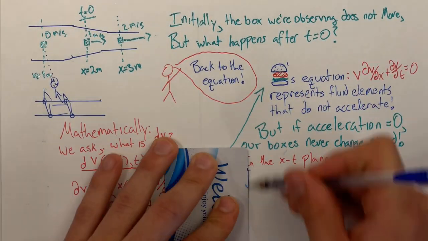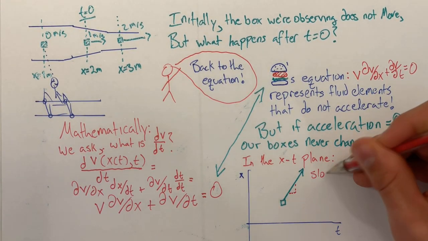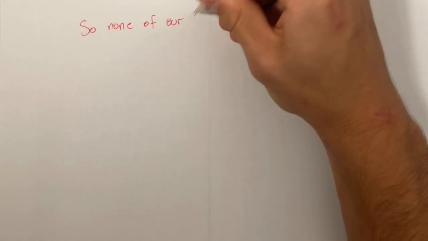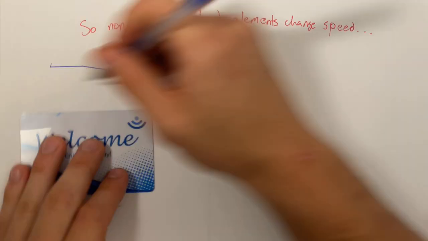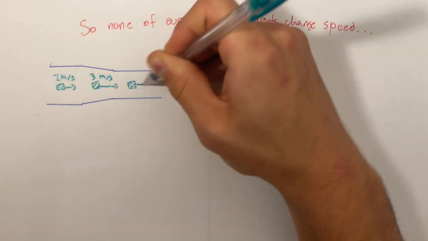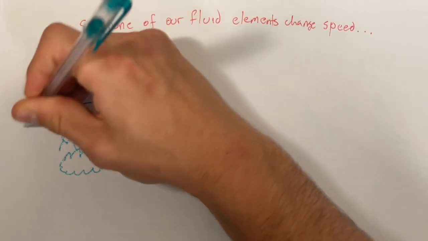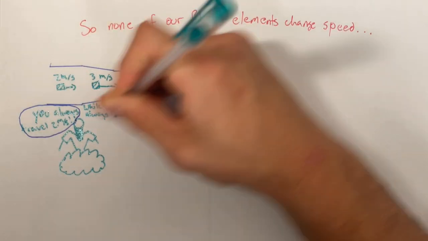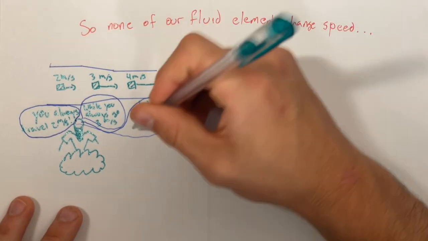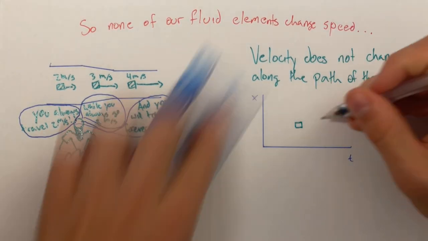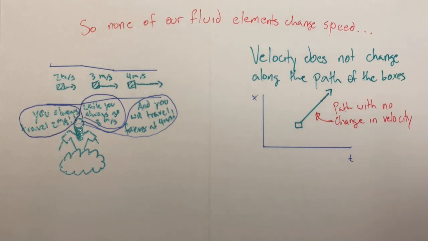From their initial velocities, our boxes propagate at that same speed, moving along the x-coordinate as they do. This insight is very important, and it is what allows us to solve this equation. Each tiny box of fluid does not accelerate, so each tiny box moves at the same speed as it did at t equals zero.